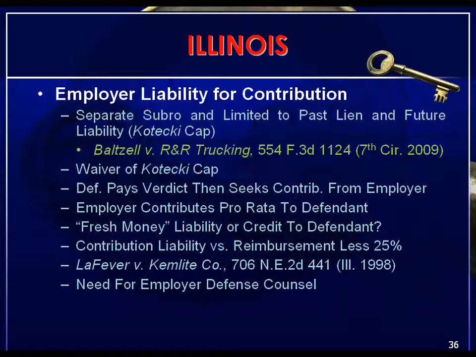In other words, because the carrier owes a certain percentage to the defendant and pays in that percentage, it then gets that same amount reimbursed from the plaintiff, which is kind of a wash, but it owes 25% attorney's fees. So essentially, there's 25% fresh money liability to the employer in many situations. The Lefevre versus Chemlite case is one that's important. The Illinois Supreme Court said this.